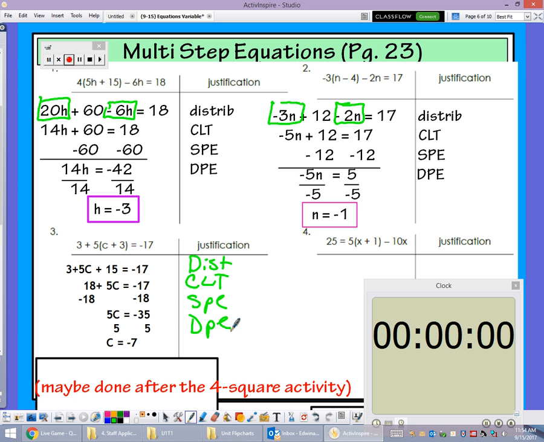To do page 20. What page were we just on? 23. You're going to do the rest of page 23. No, actually you'll do the rest of page 23. All of page 23.